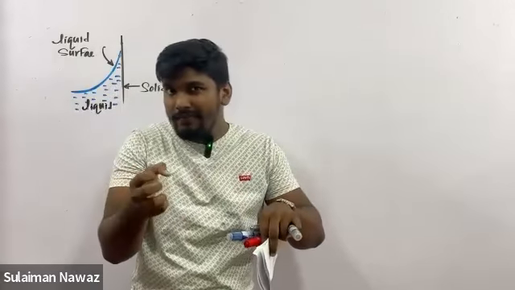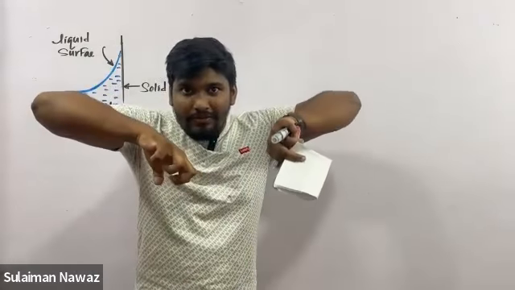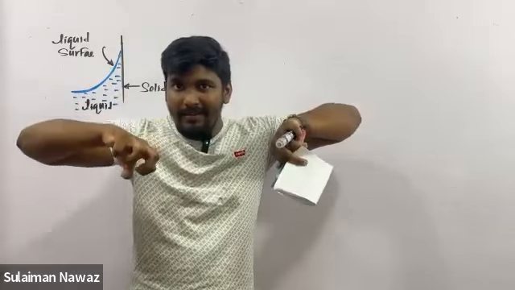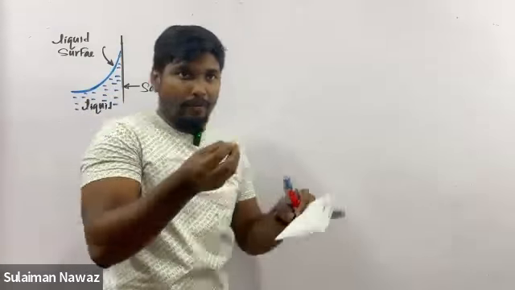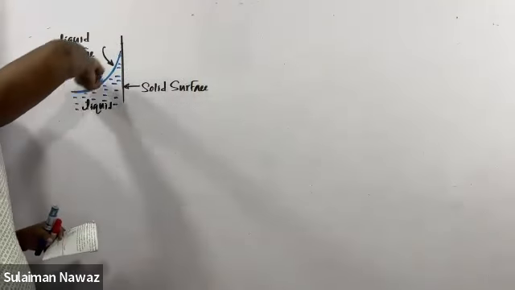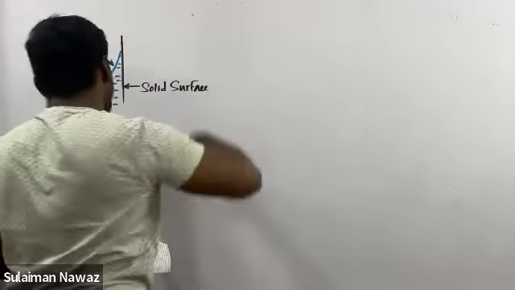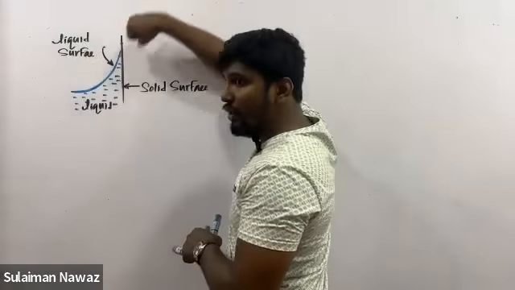It seems like someone is pulling the liquid on both sides. Am I correct in what I'm saying? When we pour this liquid, it obtains a concave shape. It seems like someone is pulling the liquid towards the solid, right?